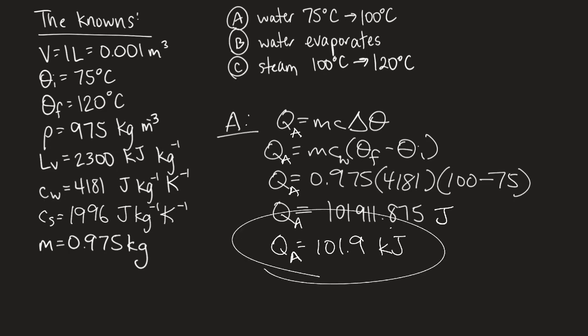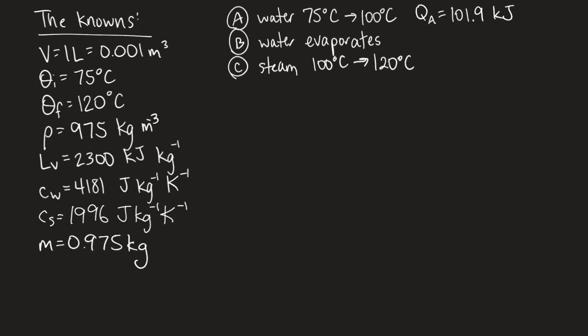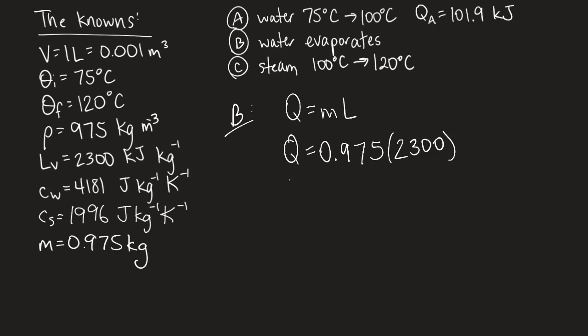So this answer here, I'm just going to move up to here so that we can get rid of this and use this space again. So 101.9 kilojoules. All right, and then the next thing we have to deal with is this water evaporating, which we've labeled part B. And when we deal with a changing state, we use Q equals ml, and plugging those in, the mass is 0.975 kilograms, and the specific latent heat of vaporization of water is 2300.